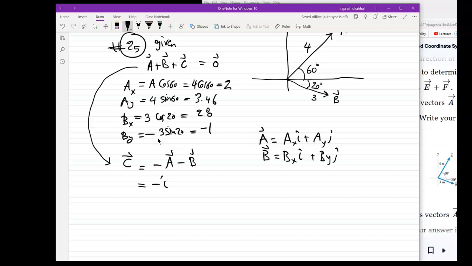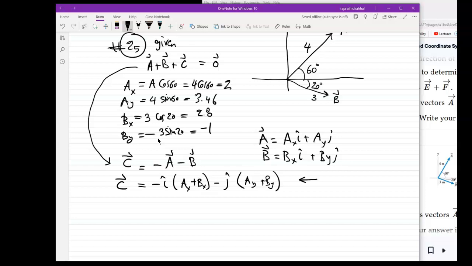Minus i, look what I'm doing here. A sub x plus B sub x minus j A sub y plus B sub y, okay? I hope this makes sense to you. I kind of skipped some steps, but if you can pause the video and work it out and prove to yourself that this is what you will get. I kind of did it in my head. I hope it's correct. It looks like it's correct.